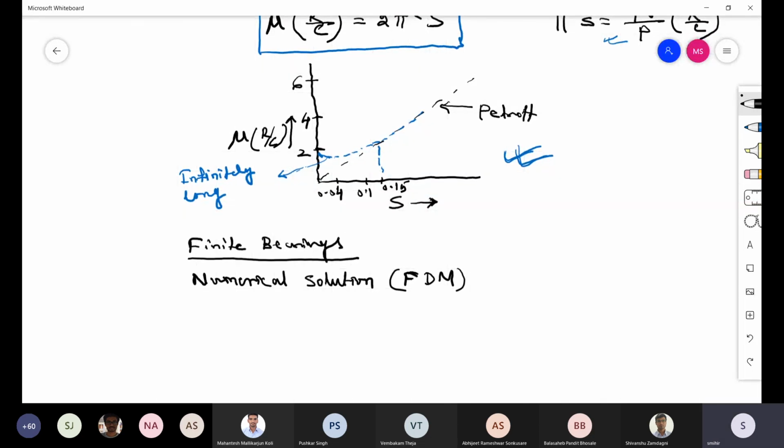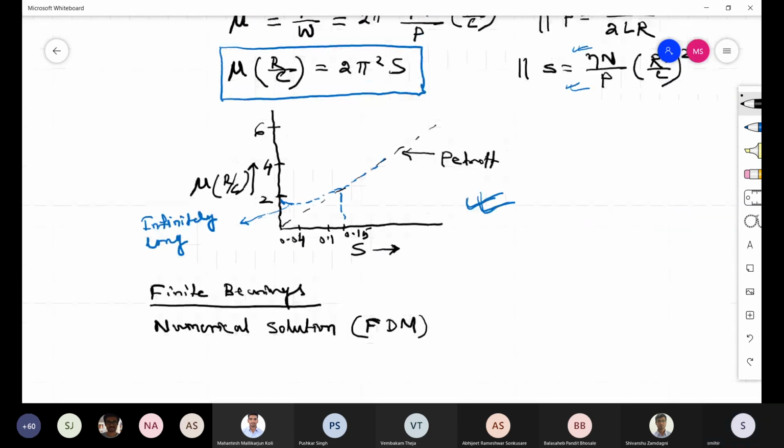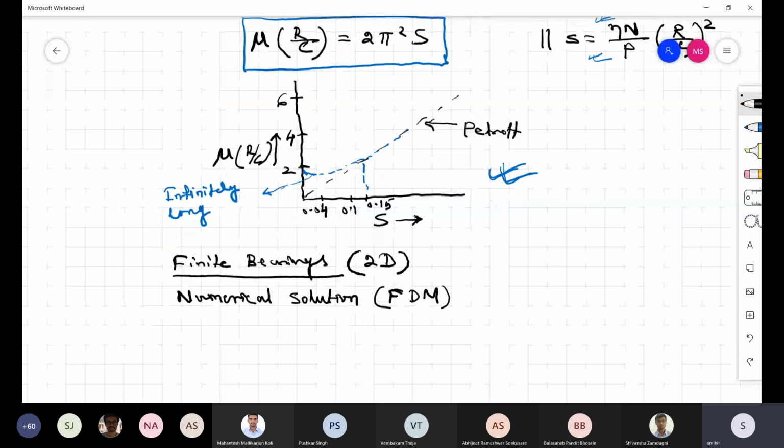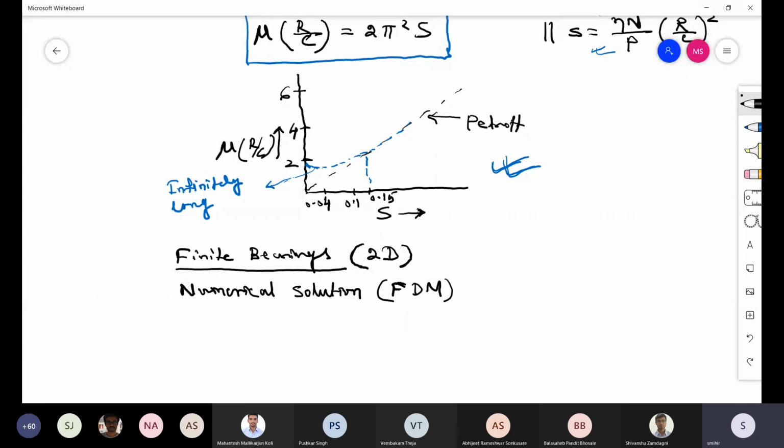So today we'll see, this is a finite bearing which is 2D. Today we'll see how to solve the 2D Reynolds equation. We have already seen the solution of the 1D Reynolds equation numerically. Today we'll see the solution of the 2D Reynolds equation for the journal bearing.